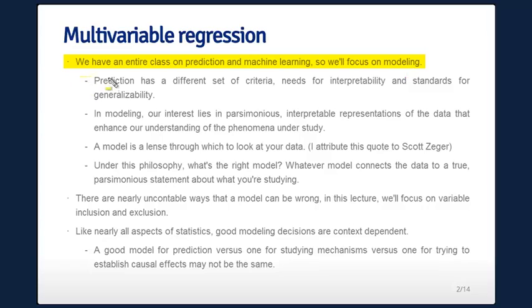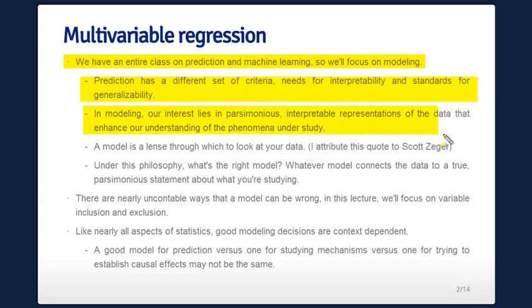So if all you care about is prediction, you have a different set of criteria. You have potentially different needs for interpretability and standards for generalizability. So it's just a different problem. So in modeling, our interest lies in parsimonious interpretable representations of the data. So we want a small model that's a good representation of the data that teaches us something in an interpretable way. So I like to think that there is no such thing as a correct model.